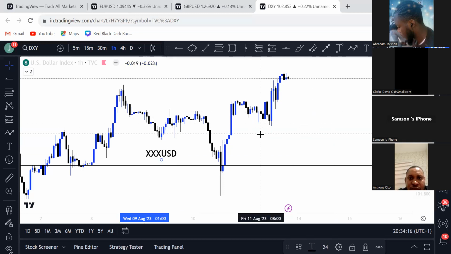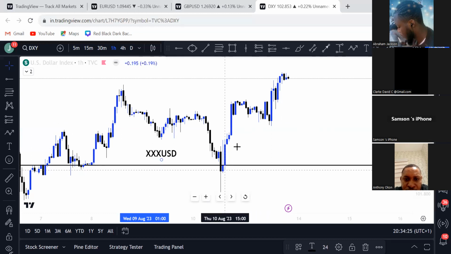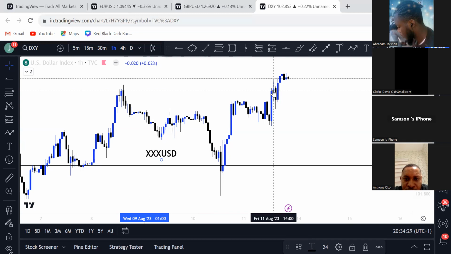So this dollar index is, like I said, an opposite correlation of most of these XXX USD pairs. That means if the dollar index is going to the upside, the rest of these pairs are supposed to go to the downside, or supposed to fall. If the dollar index is bullish, what do I expect Euro USD to be? I expect Euro USD to be bearish. It's that simple.